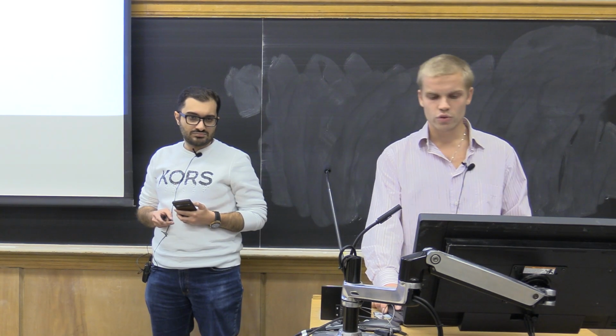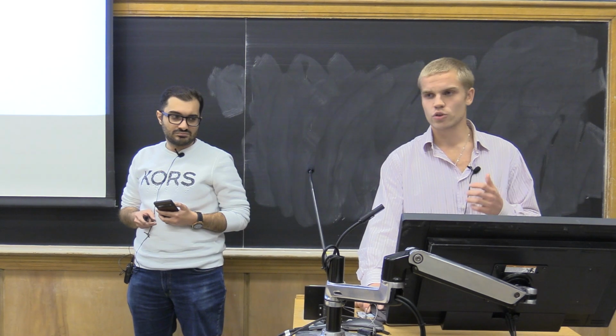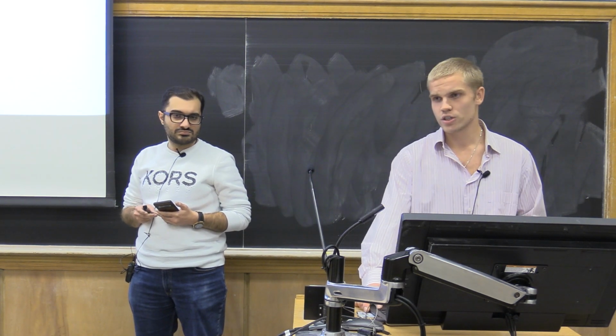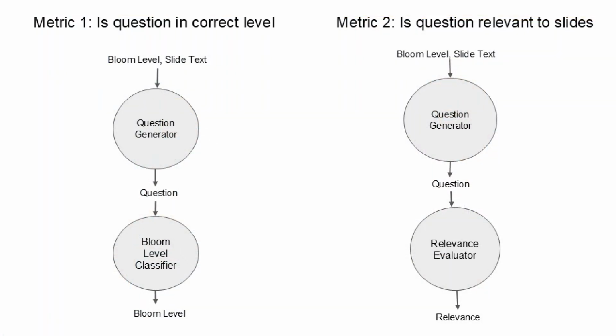Now that we have these 2 evaluators, we can actually use our system to generate a bunch of questions. We generated some 6,000 questions here. We can send those questions into our Bloom level classifier, and compare the requested Bloom level to the output Bloom level from the classifier, and that would be our accuracy.